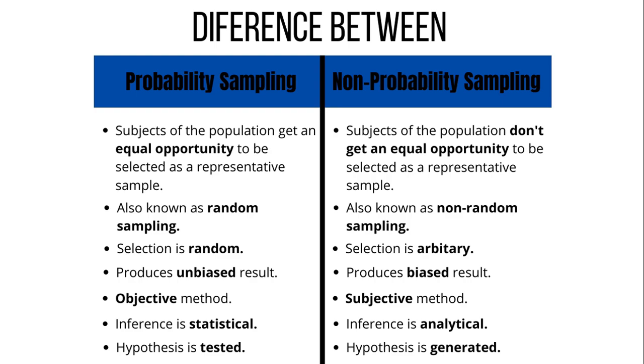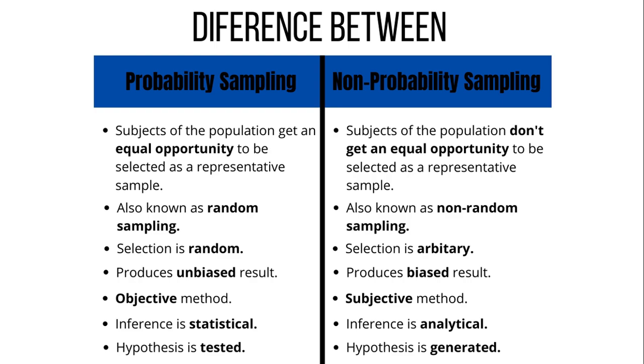In non-probability sampling, selection is on an arbitrary basis, and probability sampling produces unbiased results, so there won't be any bias. But non-probability sampling is biased. The method is objective in probability and subjective in non-probability, and inference is statistical. But in non-probability it's analytical, and hypothesis is tested in probability, but hypothesis is generated in non-probability. There are many examples for probability and non-probability sampling. Simple random sampling comes under probability sampling. Quota, judgmental or convenience sampling come under non-probability sampling. That we will discuss later.